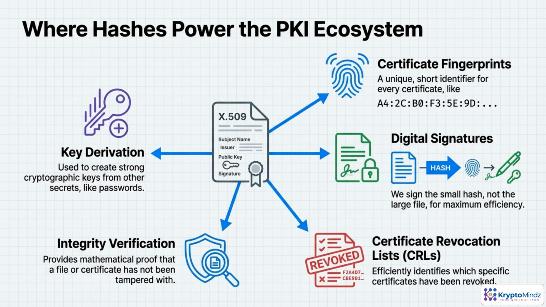Fourth, integrity verification. If even one bit of a certificate is tampered with, the hash changes completely. This allows the system to detect any modification. The certificate might have been intercepted and altered. The hash will reveal it immediately.